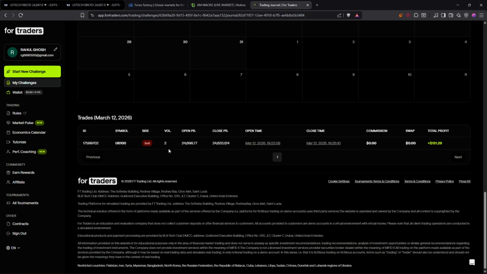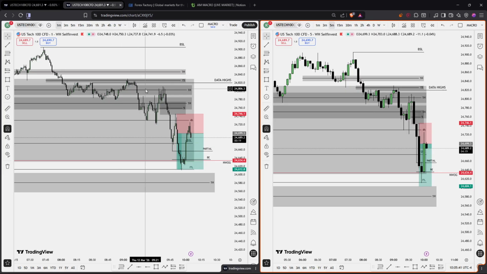Before all the videos, I've forgotten to show all the trades that I've taken, but I have a screenshot to prove that I've taken the trades. So this is the trade, as you can see, March 12th, $131 net profit, 2% in my account. So that was the trade. Now let's do the quick trade recap.